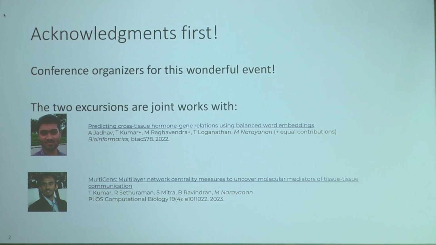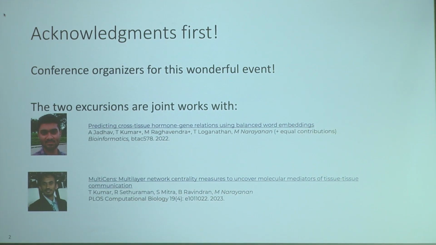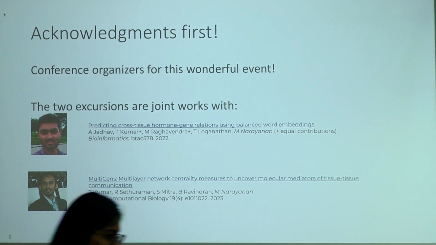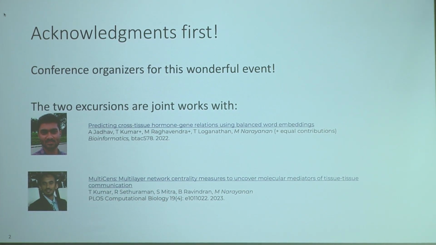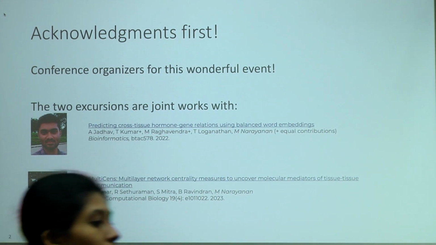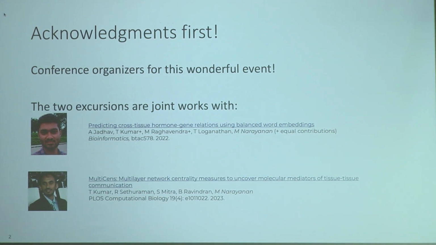And these two excursions are joint works with Aditya Yadav, who is the first author of this work, along with Tarun and Mohit and Tamirini. The second work is joint work, again led by Tarun, and joint work with RS, we call him. RS is actually from Intel, so some from Intel may recognize him. And Sangamitra, who is an excellent postdoc in our group, and she brings in a whole wealth of biological knowledge to whatever computational work and predictions that we make. And of course, this is joint work with Ravi. Tarun is my colleague Ravi's and my joint student.